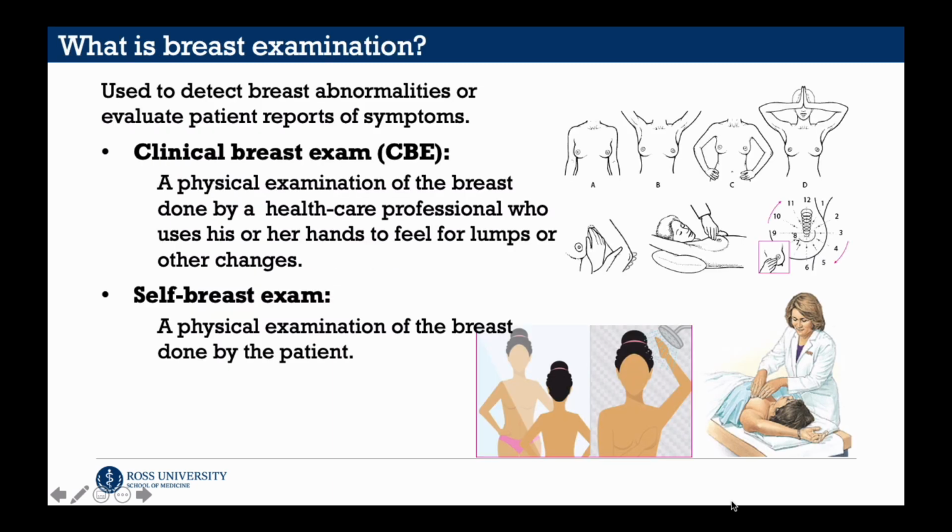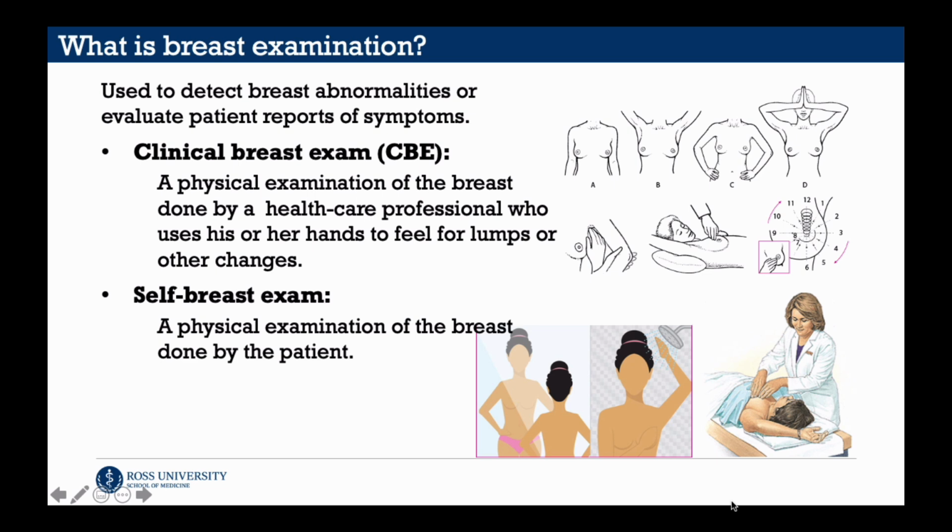What is a breast examination? It is used to detect breast abnormalities or evaluate patient reports of symptoms. There are two main types. One is a clinical breast exam. This is a physical examination of the breast, and it is done by a healthcare professional who uses his or her hands to feel for lumps or other changes. Clinical breast exams are used along with mammograms to check for breast cancer.